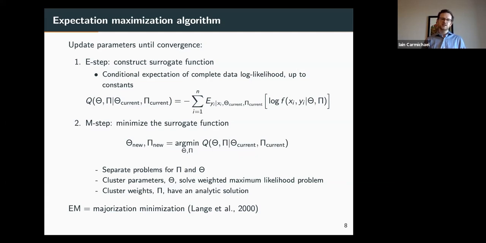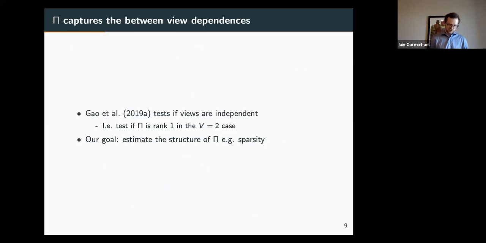I'm presenting this EM algorithm because the methods that we're going to present later use this algorithm up to one detail, and that's the update of the pi matrix. Algorithmically, and for the models I'm going to talk about later, the only thing that's different is how we update pi. If you're interested in the dependence between the data views, pi is the interesting parameter to look at. Pi really captures the dependence between these two views.